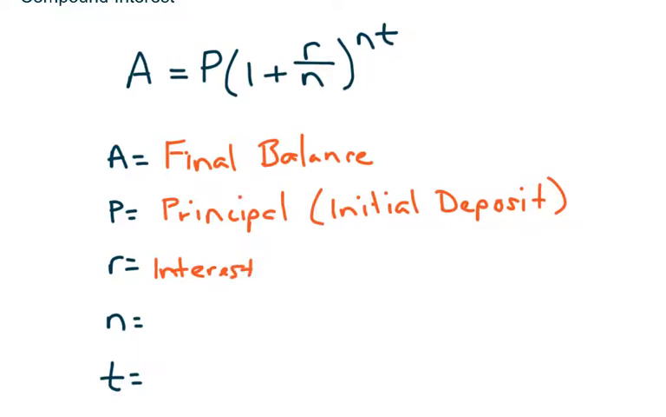Interest rate. And again, that needs to be a decimal. So if it's 5%, that's going to be 0.05 as a decimal. Your N value, this is the one that confuses people a little bit.